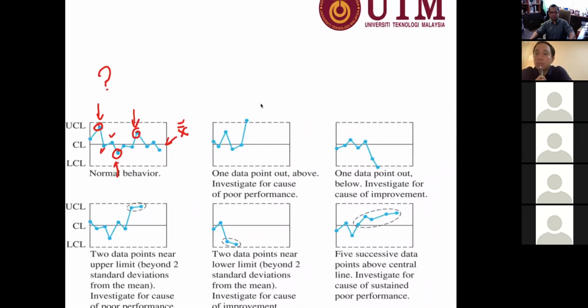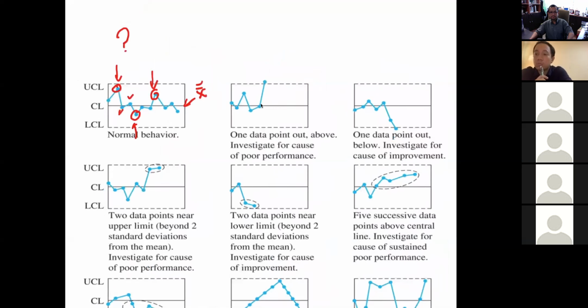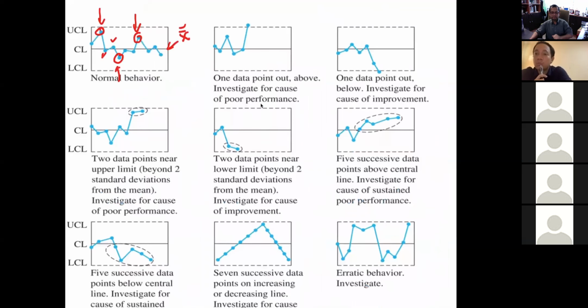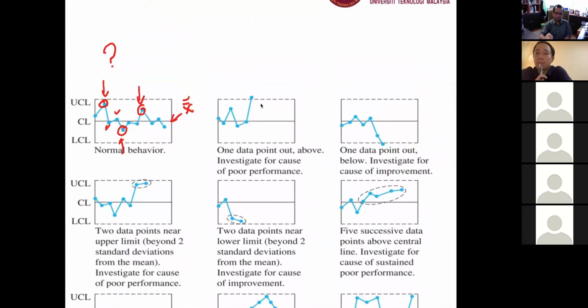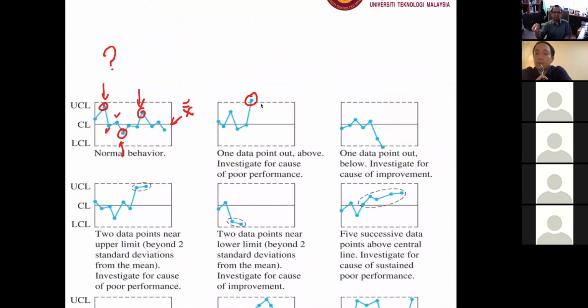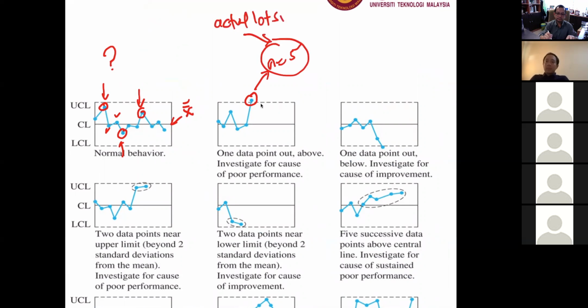Same goes for this one. One data point out. This one goes out from the limit. The limit is there, it goes out from the limit, becomes an outlier. So imagine, let's say this is n equal to 5 maybe, but this 5 represents maybe one lot, maybe 1,000 pieces. So 1,000 pieces you have to reject because of this.